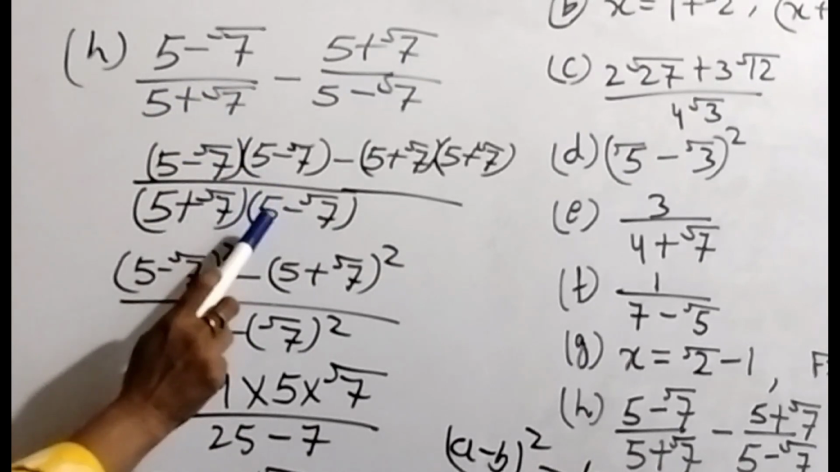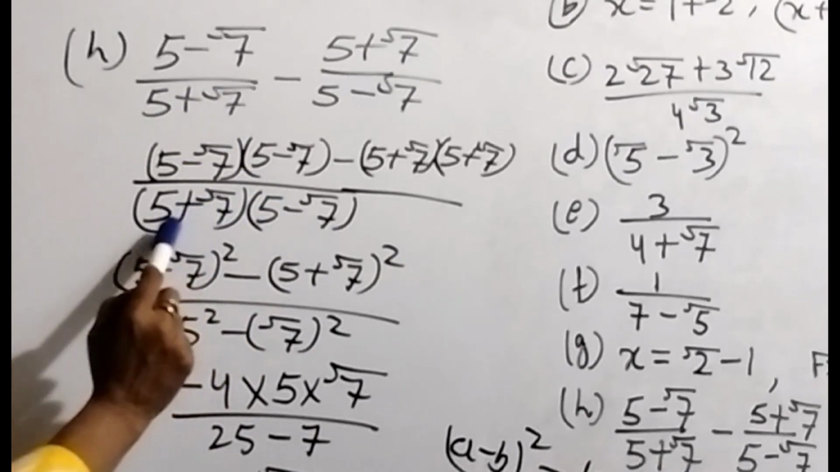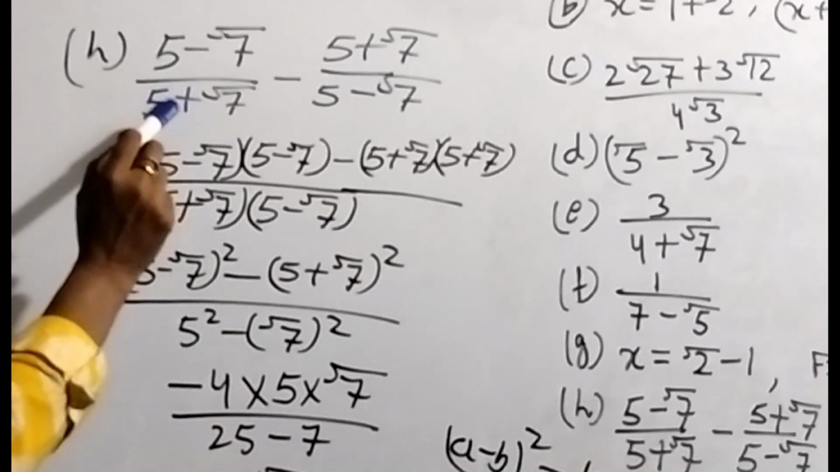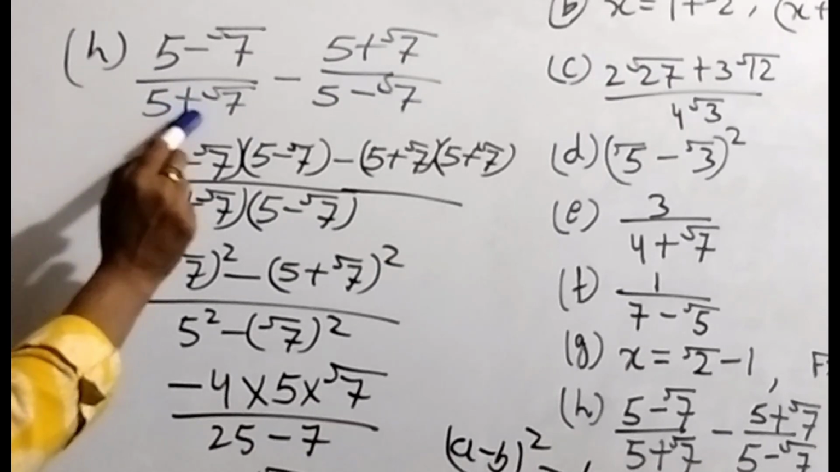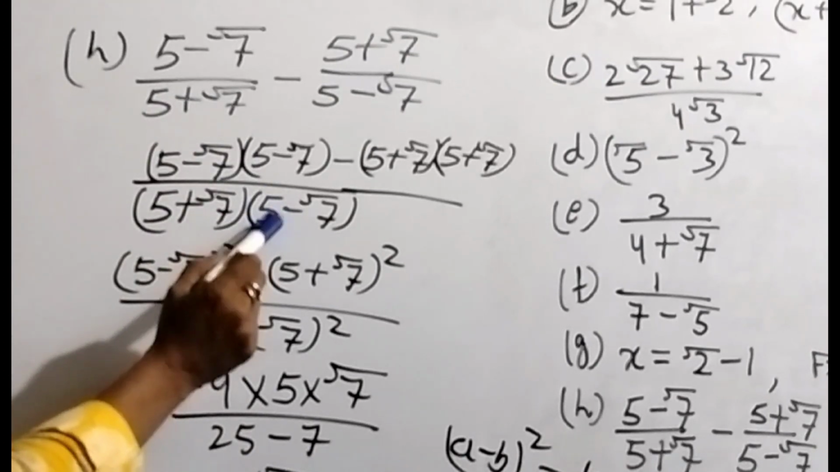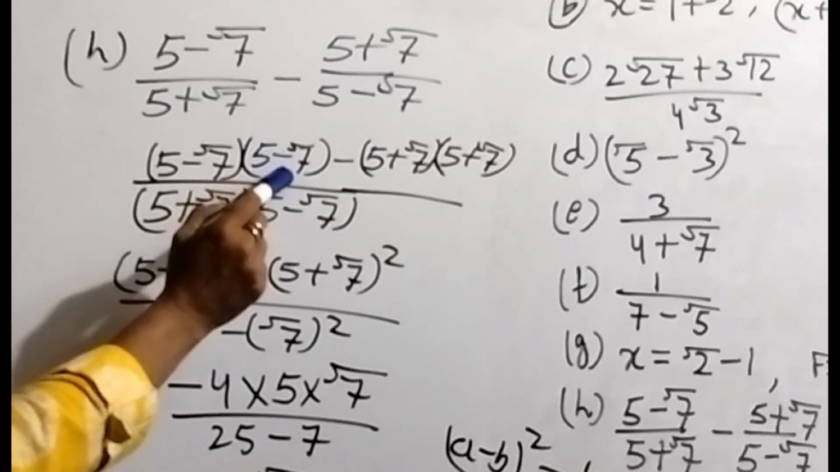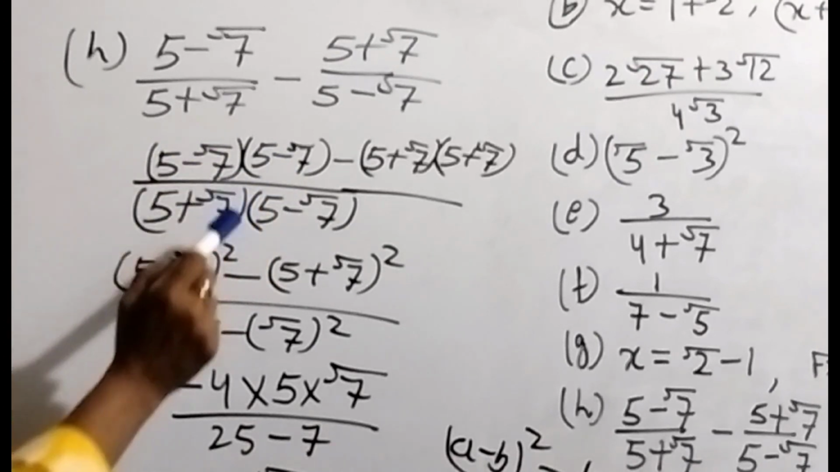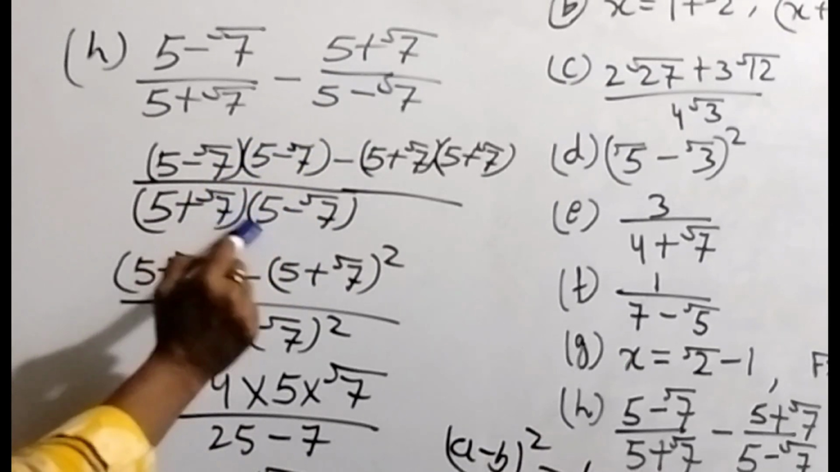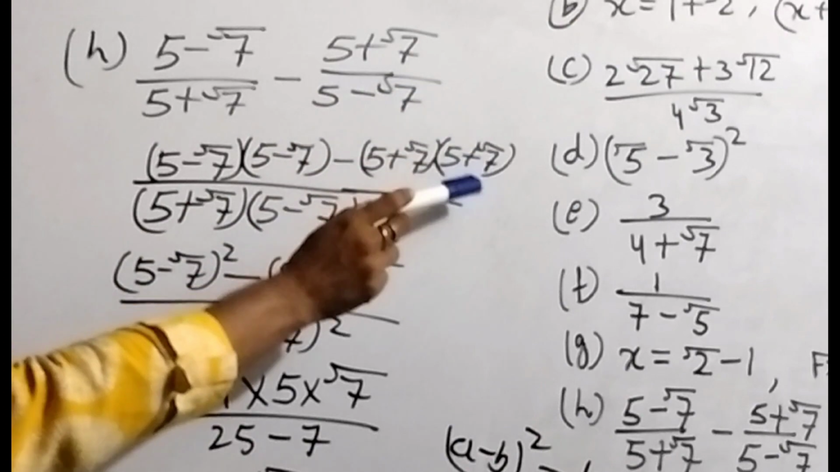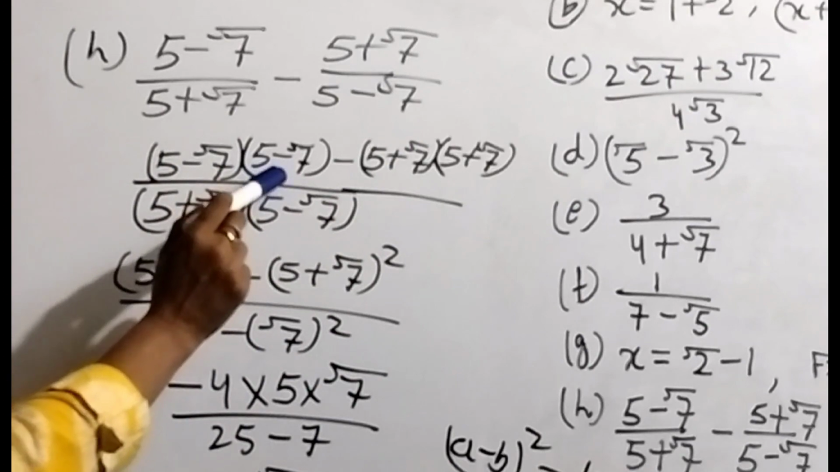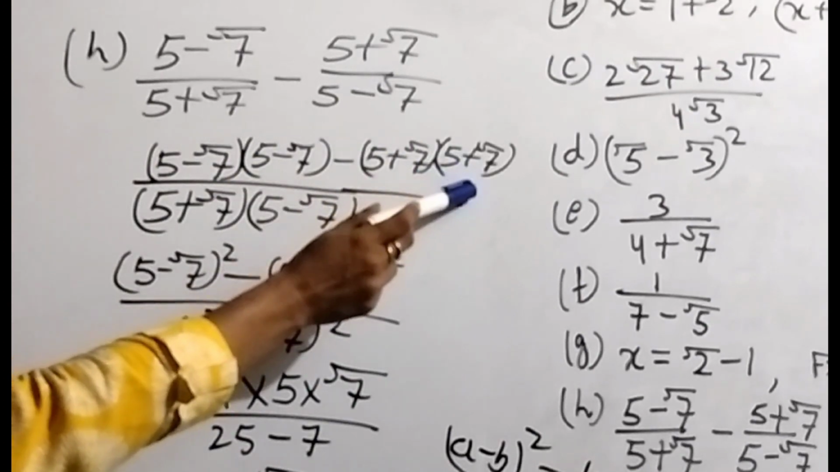The quotient is 5 minus root 7, meaning the LCM divided by the denominator. So this LCM divided by this denominator is 5 minus root 7. So 5 minus root 7 will be multiplied to 5 minus root 7. Now LCM divided by the other denominator is 5 plus root 7, so 5 plus root 7 will be multiplied to this one. Now 5 minus root 7 is multiplied here and 5 plus root 7 is multiplied here.